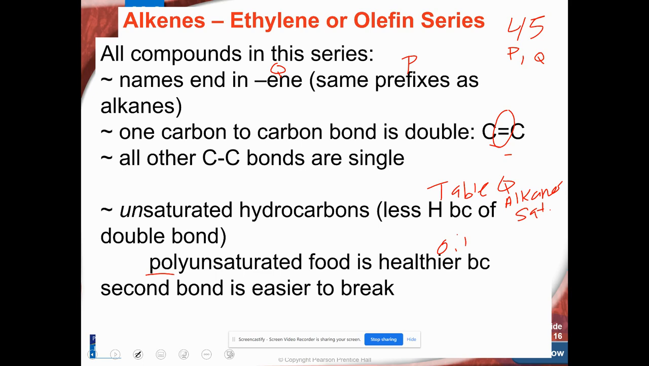And they tend to be liquids at room temperature because remember, the shape of the molecule is going to determine physical and chemical properties. And because of that double bond, that makes weaker intermolecular forces. So that means we're going to have lower melting points and lower boiling points. All right, so we can call these aliphatic.